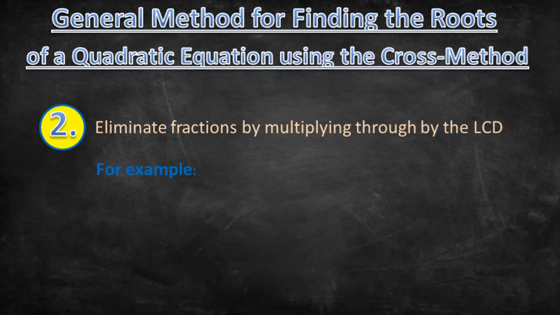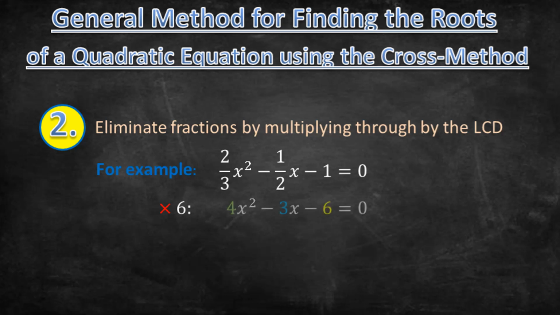For example, let's say we have 2/3 x squared minus a half x minus 1 equals 0. We get rid of the fractions by multiplying through by the LCD, which is in this case 6. So we end up with 4x squared minus 3x minus 6 equals 0.